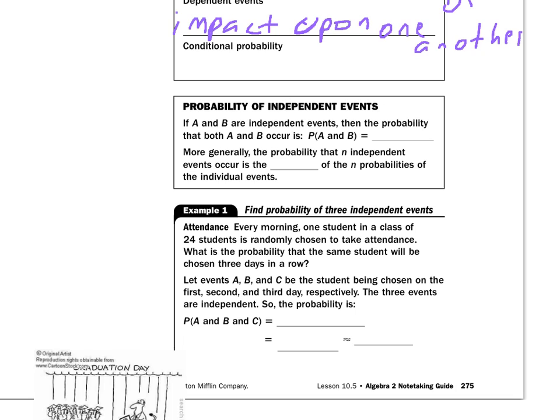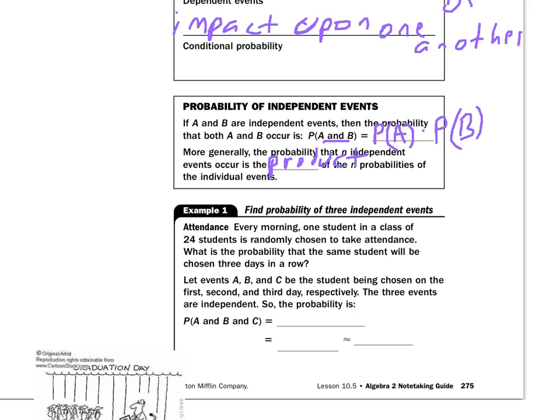The probability of independent events, you'll notice, is going to be different. Look, we have that word and, and I hope you remember we've already been talking about that. The probability of A and the probability of B means we find the probability of A and multiply it by the probability of B, because it's and. More generally, the probability that n independent events occur is the product of the n probabilities of the individual events. So we're going to say product right here.